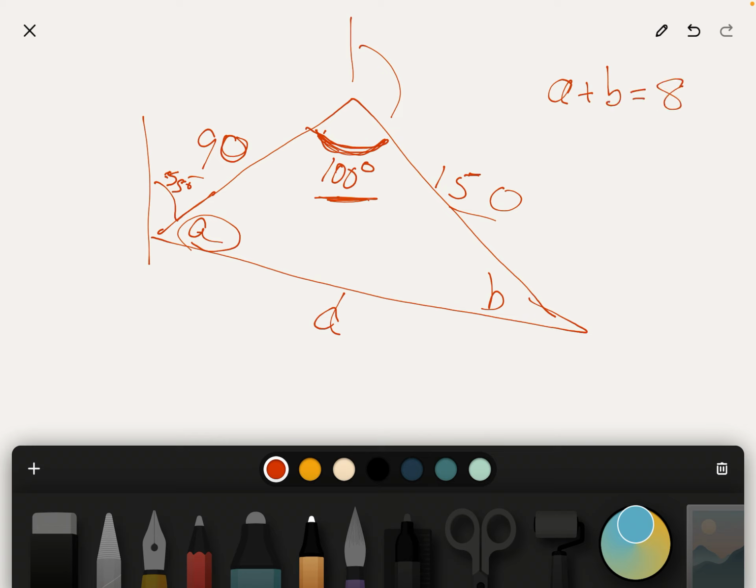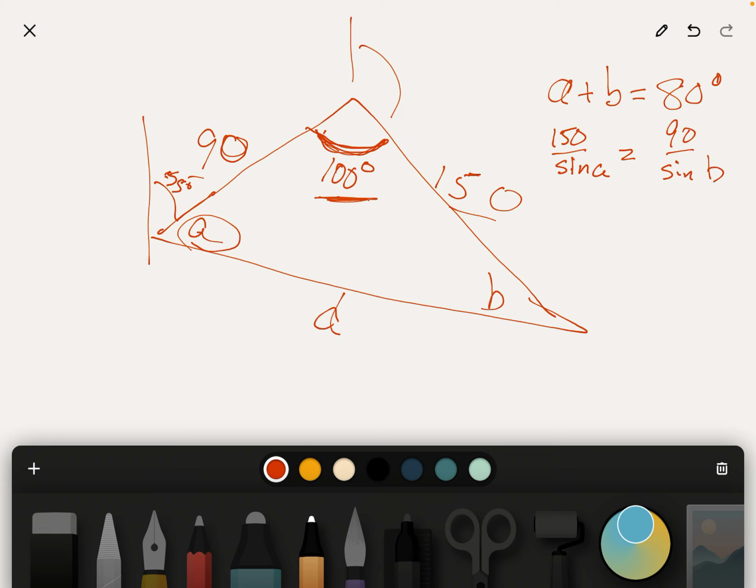A plus B must equal 80 degrees, because the three angles have to add up to 180, okay? The other thing that you can do from the law of sines is that 150 over sine A has to equal 90 over sine B.